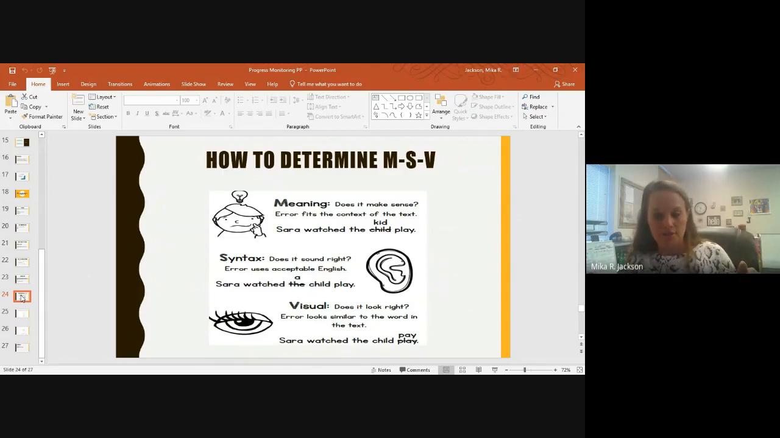And visual, did it look right? Sarah watched the child pay instead of play. Although it doesn't have meaning, visually, those words are very similar. So you can look and kind of track your child's errors and if they have some type of meaning to them.